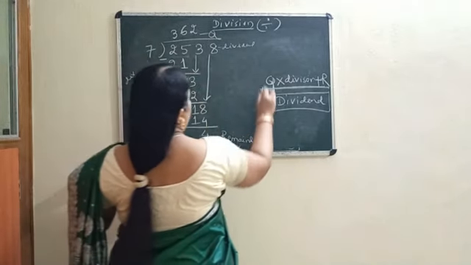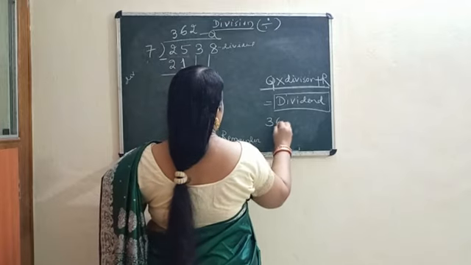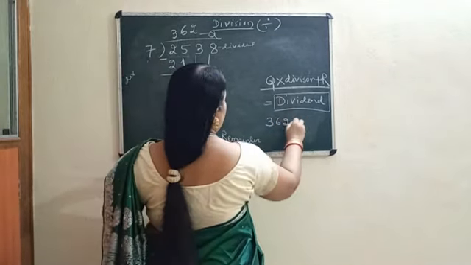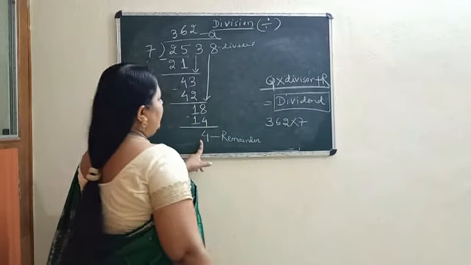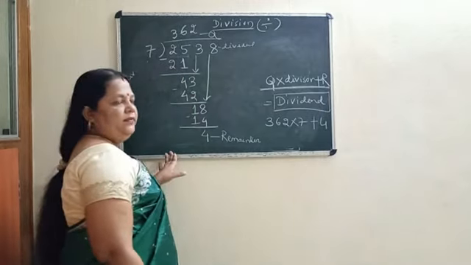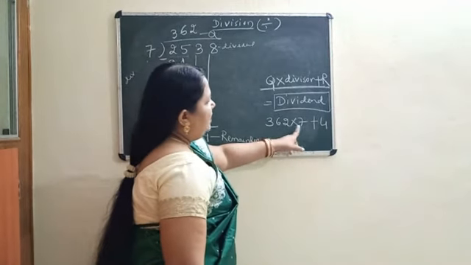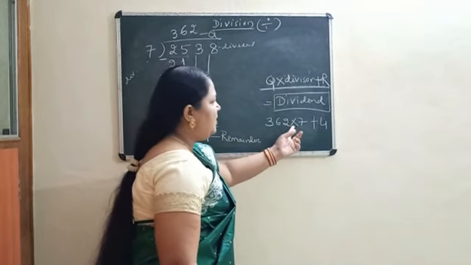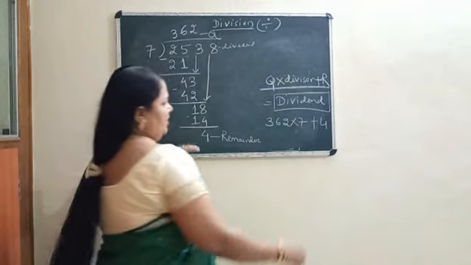So quotient is how much? 362. Divisor is 7. You just multiply it, and the remainder is 4, which you have to add. See, we are applying two operations: one is multiplication, one is addition.